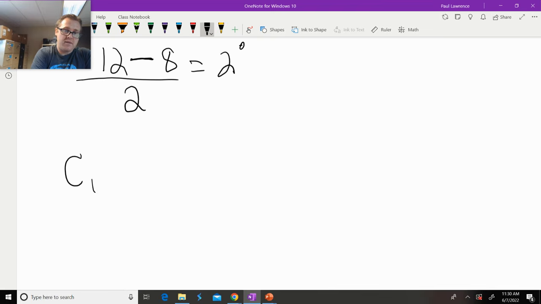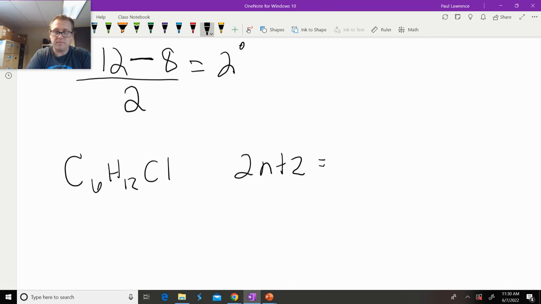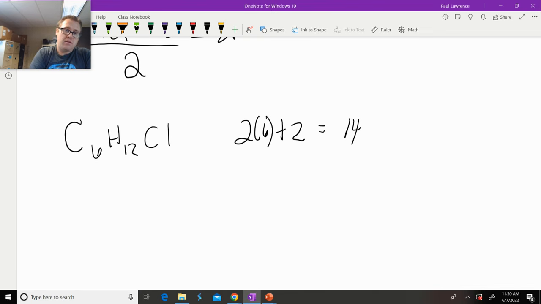Now, what if you have, let's say, a halogen, so a chlorine atom? What is the degree of unsaturation for this one? Well, we use the same formula. Put in a 6 here, so that's going to equal 14 hydrogens. That's the maximum amount of hydrogens.